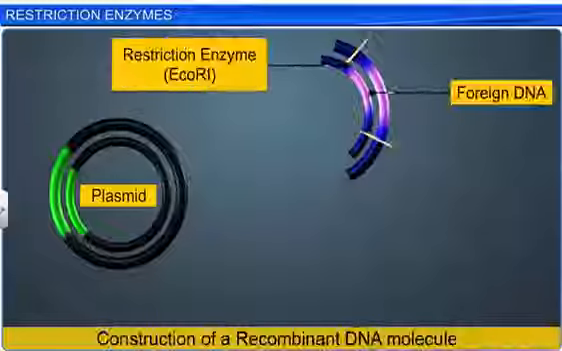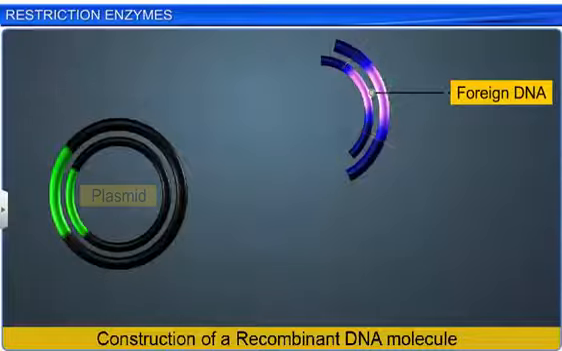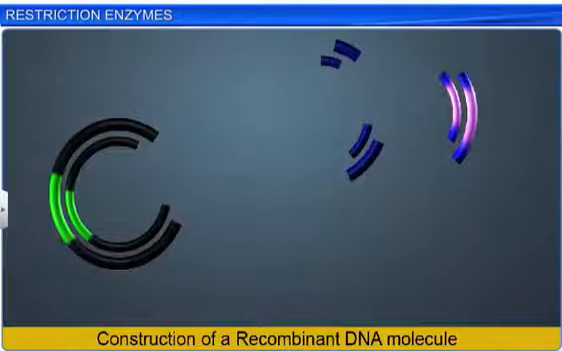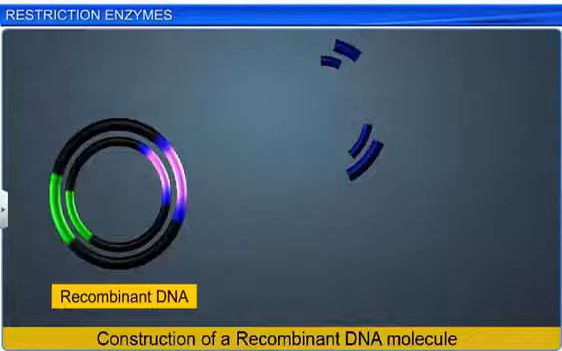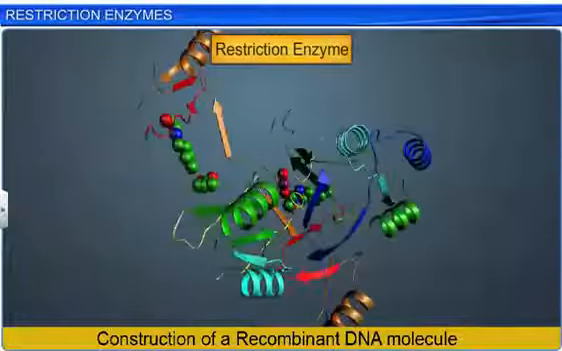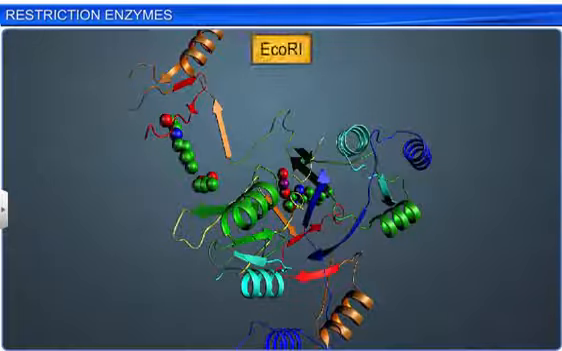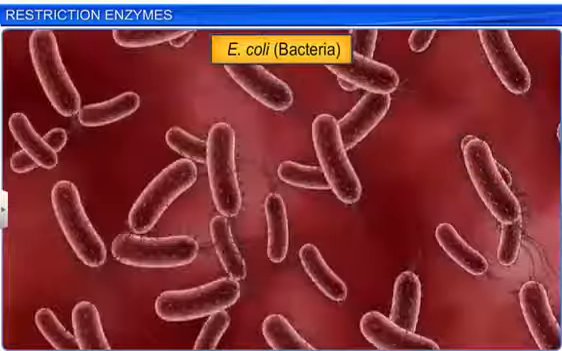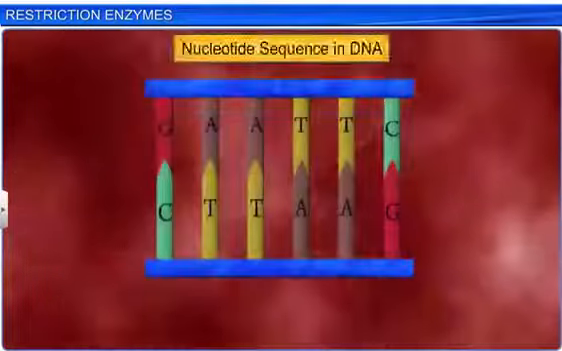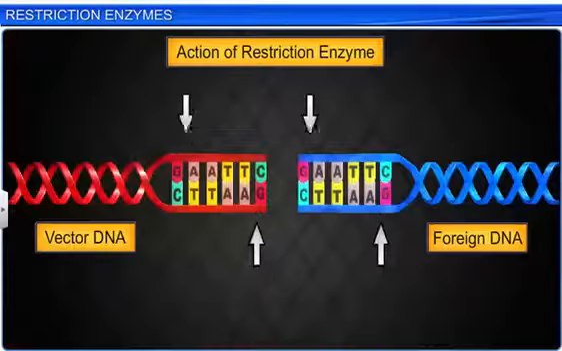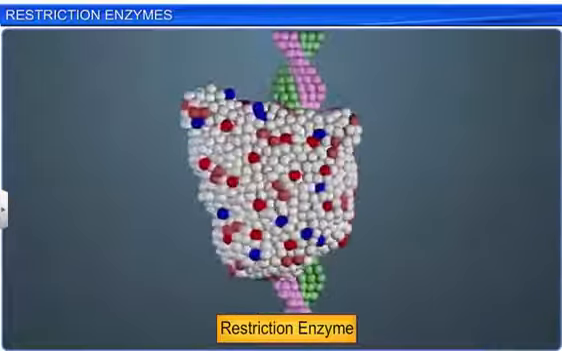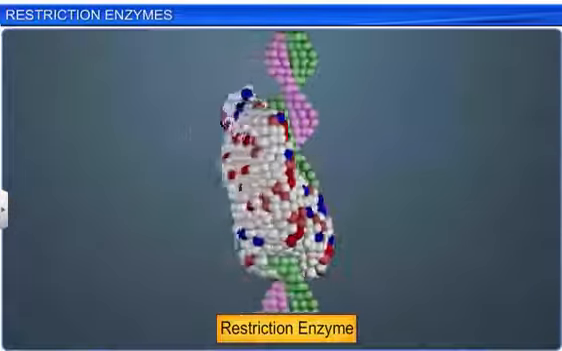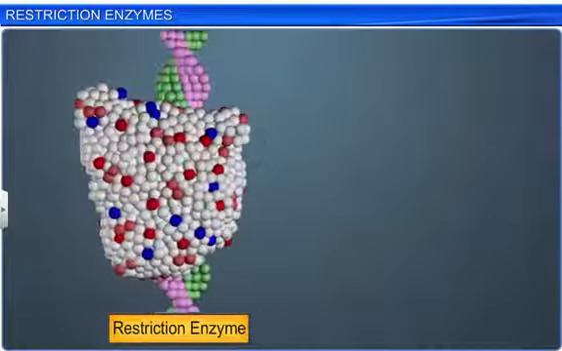The construction of recombinant DNA molecules is a very sophisticated scientific technique involving the use of several key tools, one of which is restriction enzymes. These enzymes are isolated from bacteria that recognize specific sequences in DNA. Then, they are used to cut the DNA to produce restriction fragments.